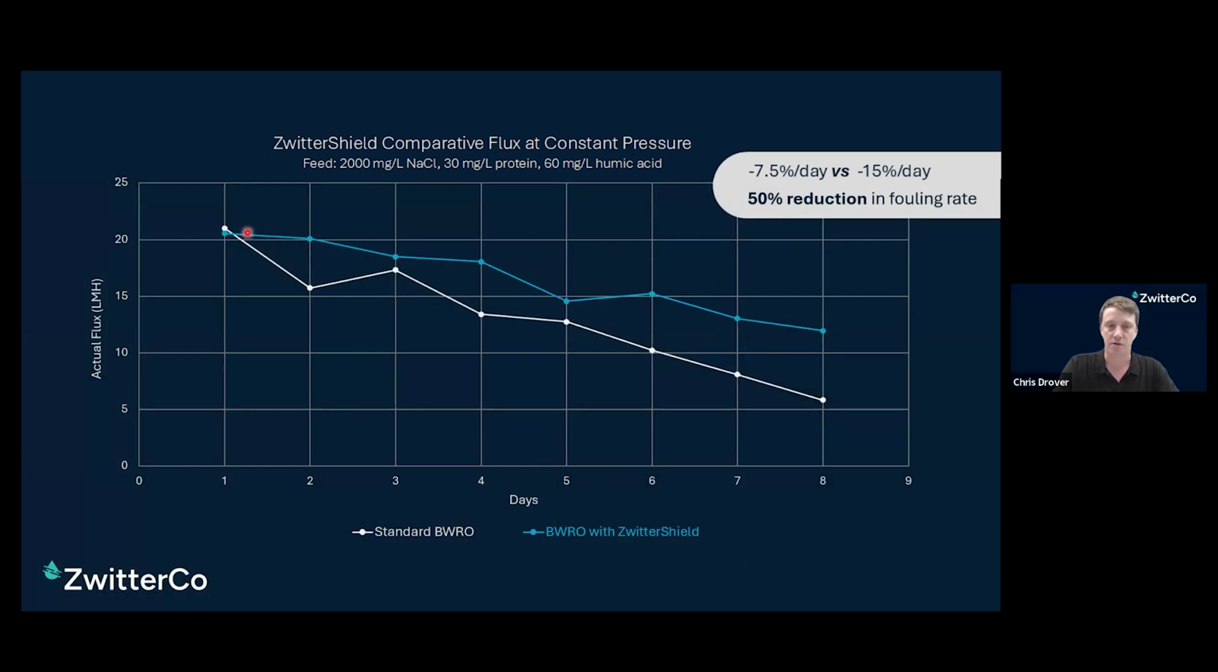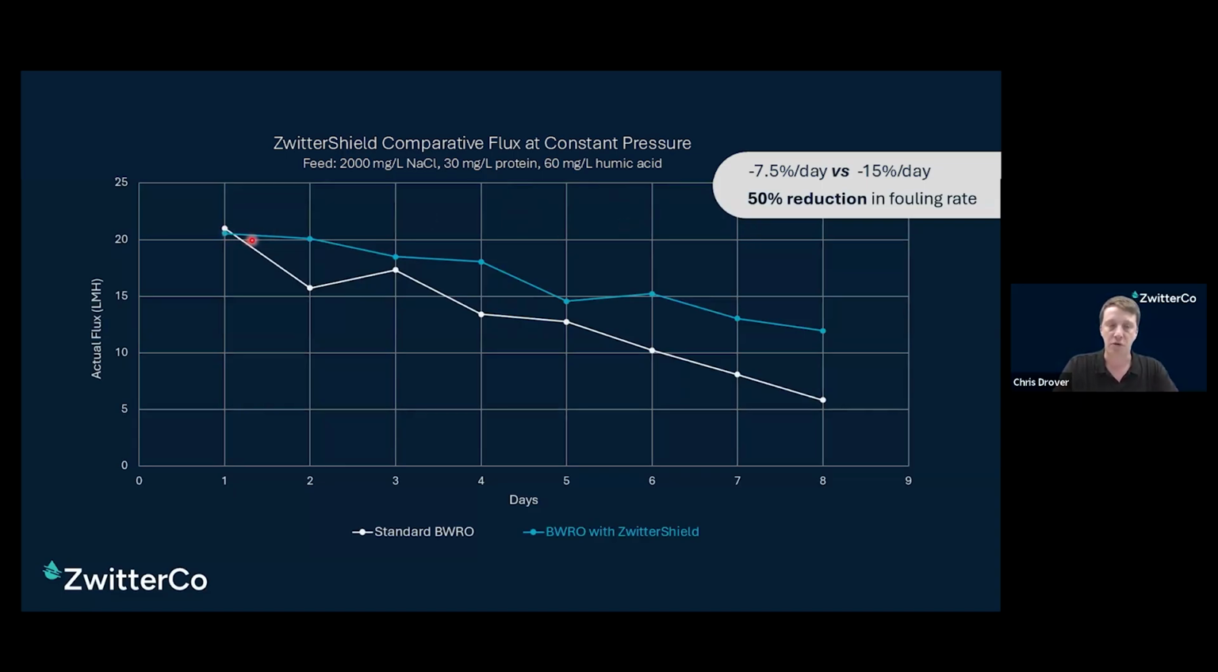What we have here is two membranes in the lab, one with ZwitterShield, one without, that are treating a very aggressive, sort of, unrealistically contaminated stream, but it lets us get this experiment done in about a week and highlight the difference. You've got some protein and some natural organic matter. We start both membranes. They're both calibrated to start at the exact same flux, so we adjust the pressure to accommodate any slight differences in the coupons, and then we let them run.